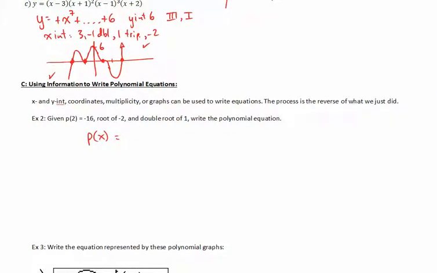So you may be given a graph, or you may be given values of x and y-intercepts, certain coordinates, certain information about multiplicity, and you're going to use that to write the equation. We do the exact process from above in reverse.